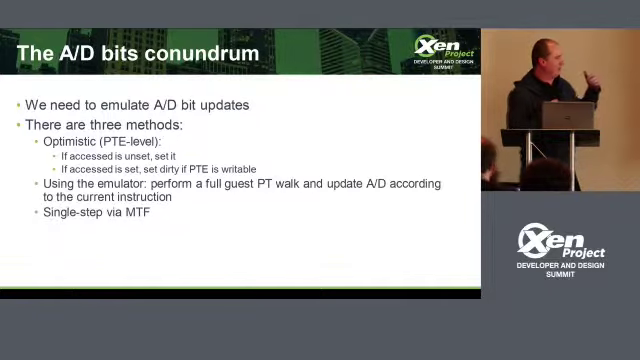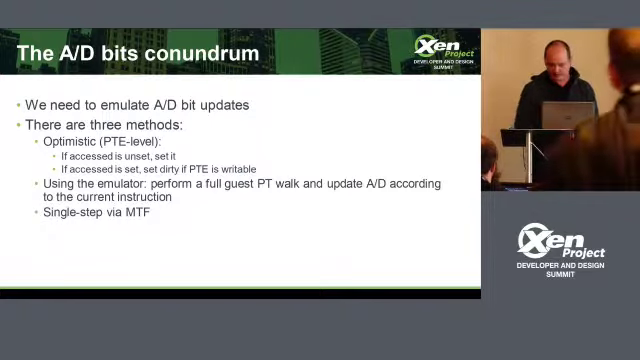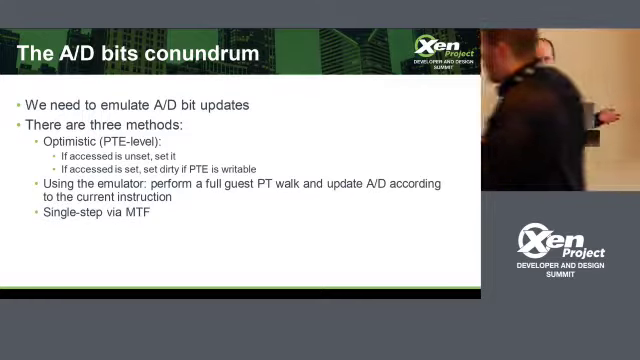So when an EPT violation arrives and it's generated by the CPU while doing the guest page table walk, if the access bit is unset, set it and return to the guest. If, however, it is set, then set the dirty bit if the page is writable and return to the guest again. In a test we did in our in-house hypervisor, it works pretty well. And we tested it with Xen as well, and it works pretty well.